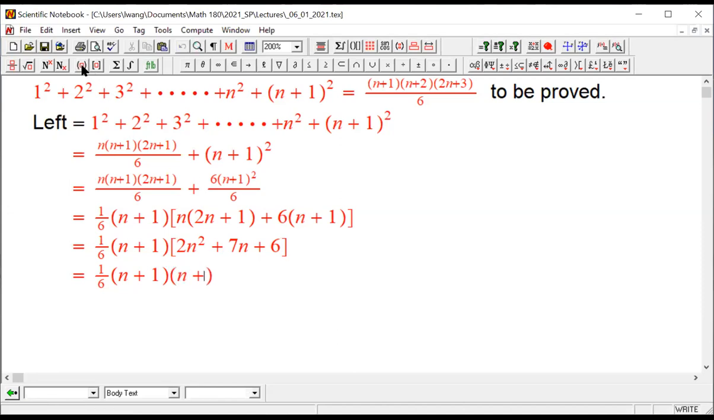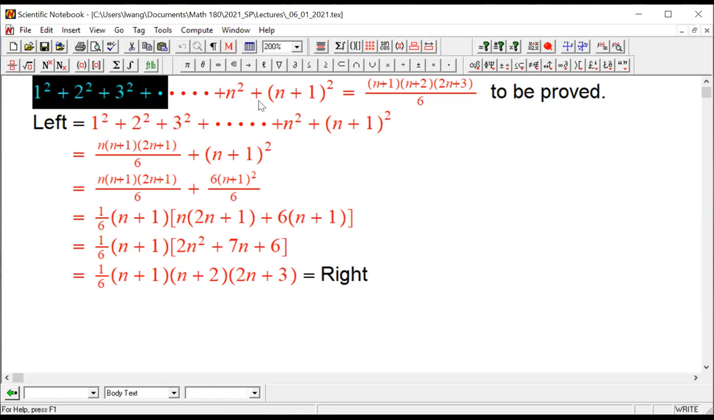You should get n plus 2 times 2n plus 3, right? Well, you can verify because you know where the thing is. In proof, we know where we're going, where we should be going. We just have to make sure all the steps are verified, justified, correct. Yes? And that is the right-hand side of the to be proved.